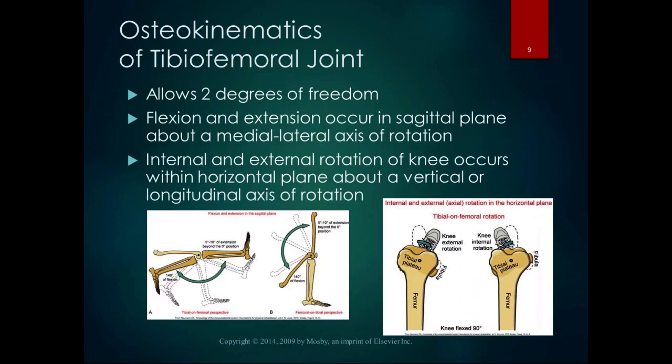So the tibiofemoral joint allows 2 degrees of freedom. Flexion and extension occur in the sagittal plane about a medial lateral axis of rotation. And internal and external rotation of the knee occurs within the horizontal plane about a vertical or longitudinal axis of rotation. That internal and external rotation of the knee is not necessarily a voluntary movement, and it's not a big movement. We're not saying, oh, I'm going to internally and externally rotate my knee, just like you do your shoulder. But functionally, it occurs as we extend our knee into full extension. And we'll talk about that. It's called the screw-home mechanism.